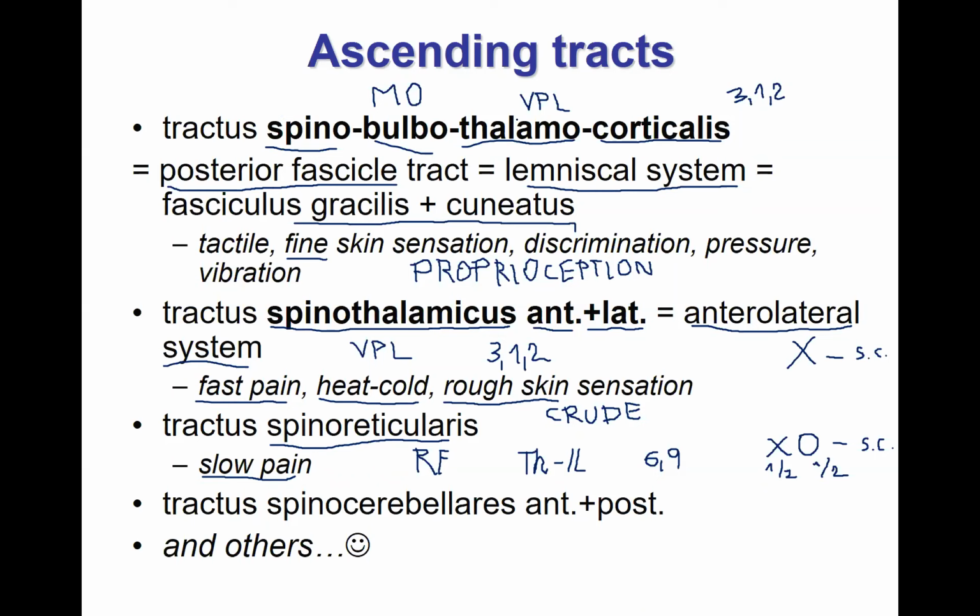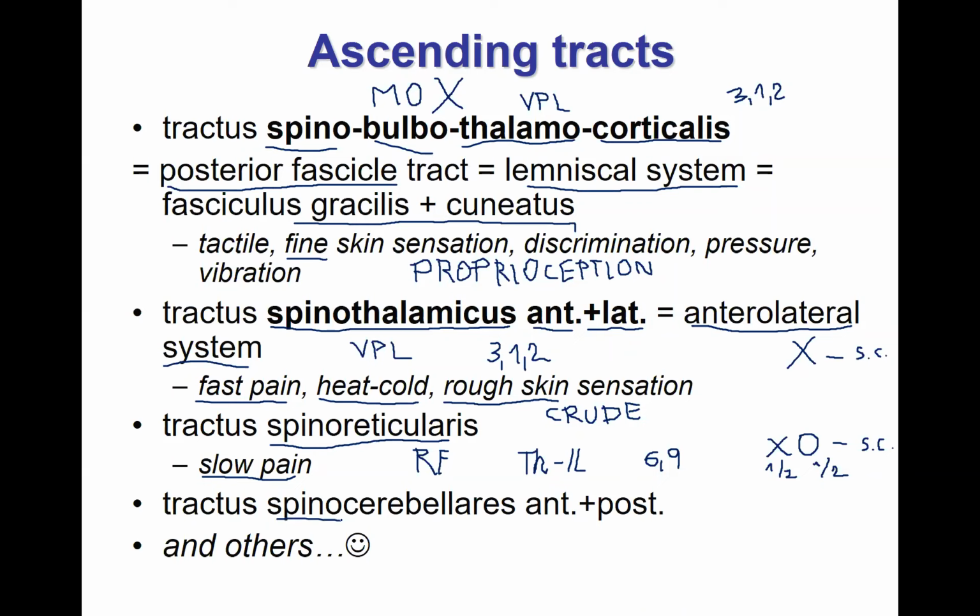But the spinobulbothalamocortical tract is decussated here in the medulla oblongata. Yeah. So it's also decussated, but much farther above. Yeah. So not in spinal cord, but in brainstem. I will draw the difference in a minute, but just here to conclude that we have other tracts than these three.